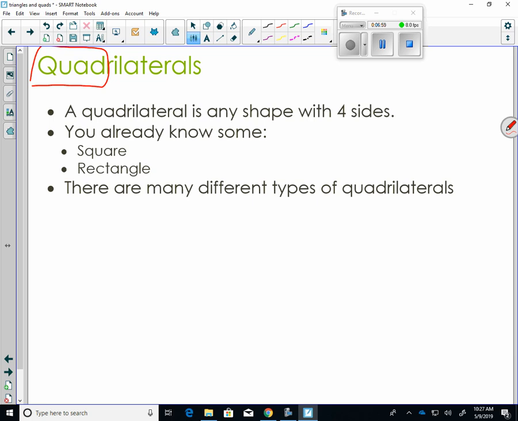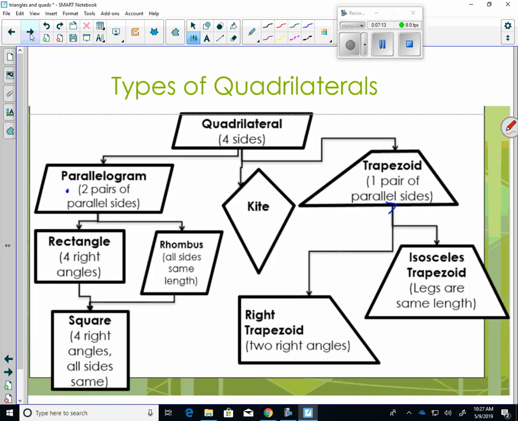Okay. A quadrilateral is any shape with four sides, and you already know some. You were introduced probably in kindergarten to the square and the rectangle. But there are many different types of quadrilaterals. You know some others? Here they are, on the next page.